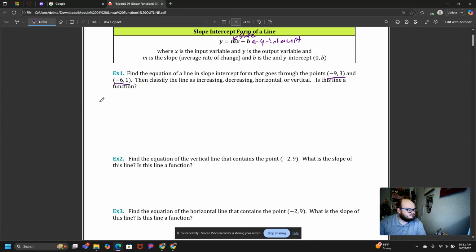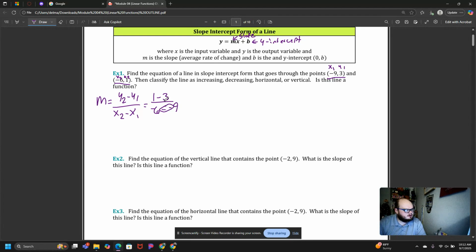Well, we first have to find the slope with our slope formula from last week: y2 minus y1 over x2 minus x1. And then, of course, we need to label these x1 and y1, x2 and y2 so we know what we're doing. So we're going to replace y2 with 1, and y1 with 3. We're going to replace x2 with -6, and x1 is -9.